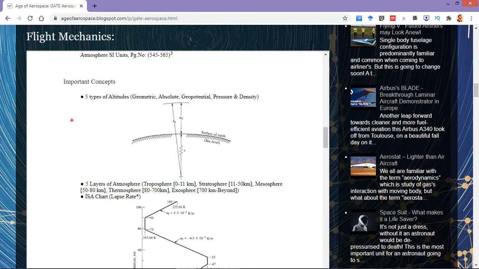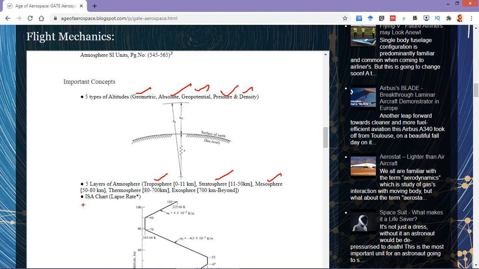So basically, starting with altitudes, you need to know the five different types of altitude: the geometric, absolute, geopotential, pressure, and density altitudes. And now getting over to the atmosphere, we need to know the ranges and the names of the five basic atmosphere layers. So, starting with troposphere, which ranges from 0 to 11 kilometers, the stratosphere, which ranges from 11 to 50 kilometers, the mesosphere, which ranges from 50 to 80 kilometers, and further proceeding to thermosphere, 80 to 700 kilometers, and then moving on to the exosphere, about 700 to beyond.